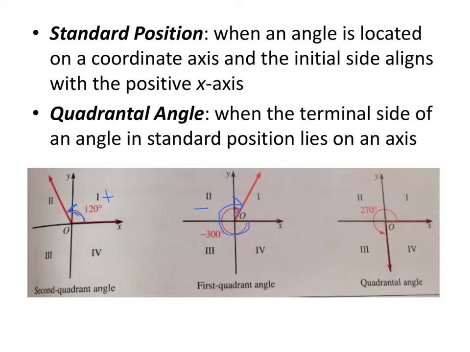This third one is what we call a quadrantal angle. A quadrantal angle is going to have its terminal side along an axis. Remember that all angles have their initial side along an axis, but for a quadrantal angle, the terminal side is also along an axis. The one shown is 270 degrees. We could represent one that's 90 degrees. We could represent one that's 180 degrees. These are all quadrantal angles.